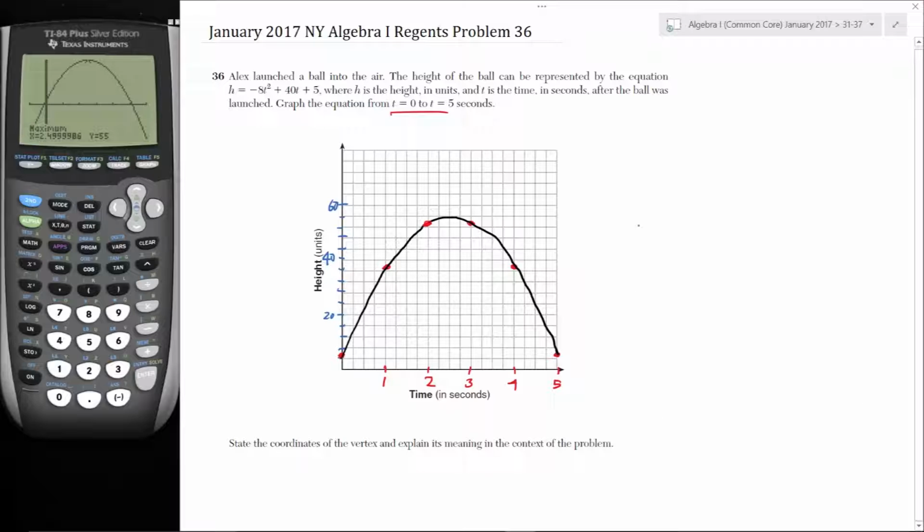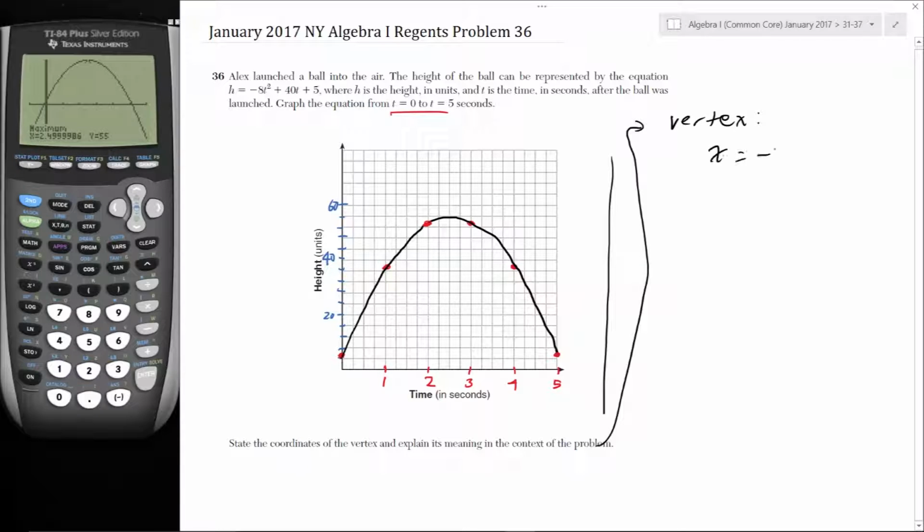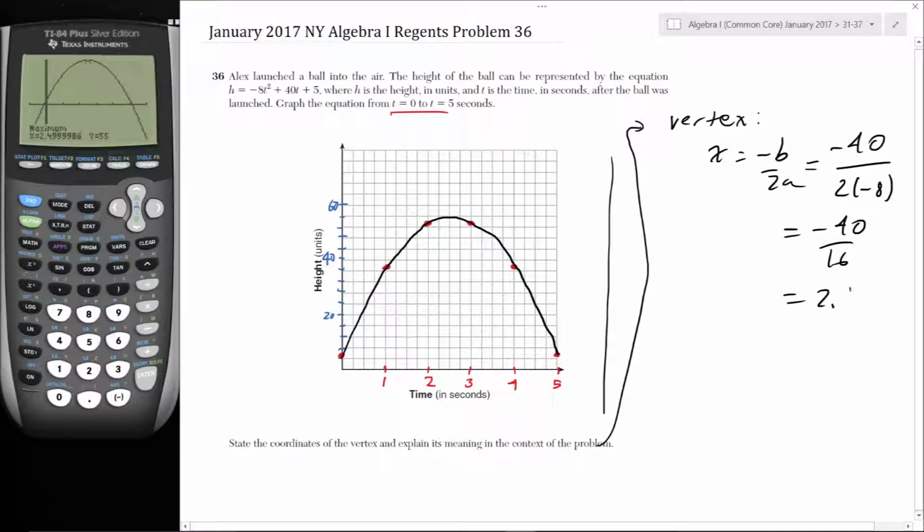I'm going to write the part 2 here, okay, because of spacing issue. I want the problem in the screen. So the vertex occurs at x equals negative b over 2a, which is equal to negative 40 over 2 times negative 8, which is equal to negative 40 over negative 16, which is equal to 2.5. All right. And then y is equal to 55. Okay.